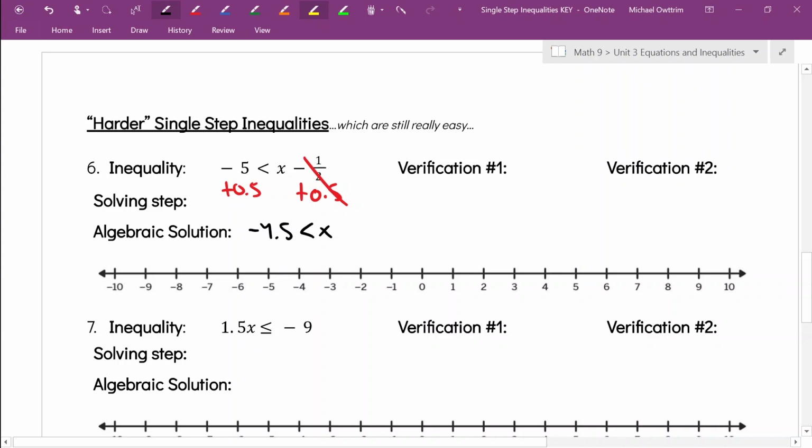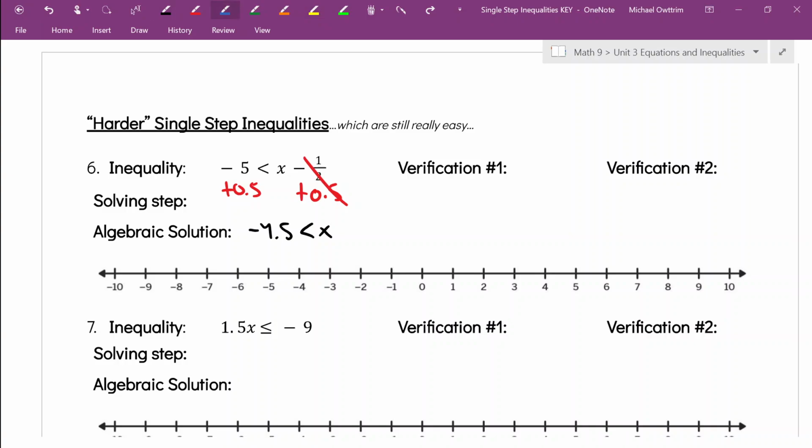Now remember, you can always start on your x side and read your inequality that way. So if we read from our x, we're going to say that x is greater than our smaller side, which is negative 4.5. So we want our x to be greater than negative 4.5.